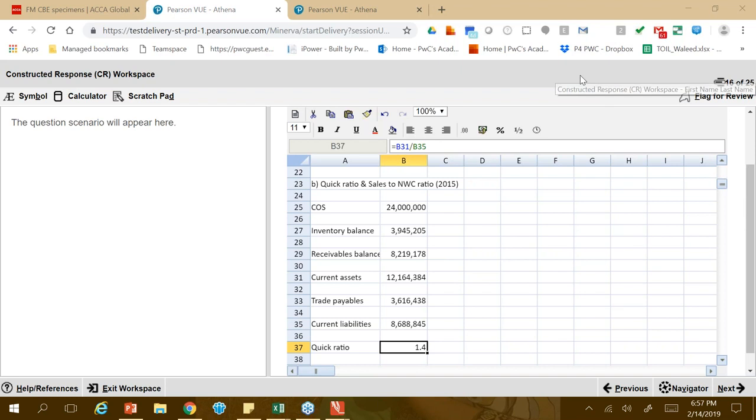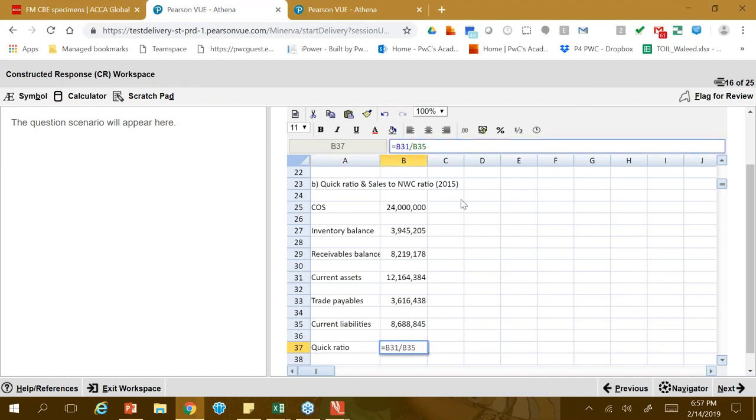Oh, yes, you picked it right again. We should exclude the inventory, as that was what I was waiting for. The quick ratio is current assets minus the inventory. So we just need the receivables part here. And the receivables part was the B29. So receivables over the current liabilities.